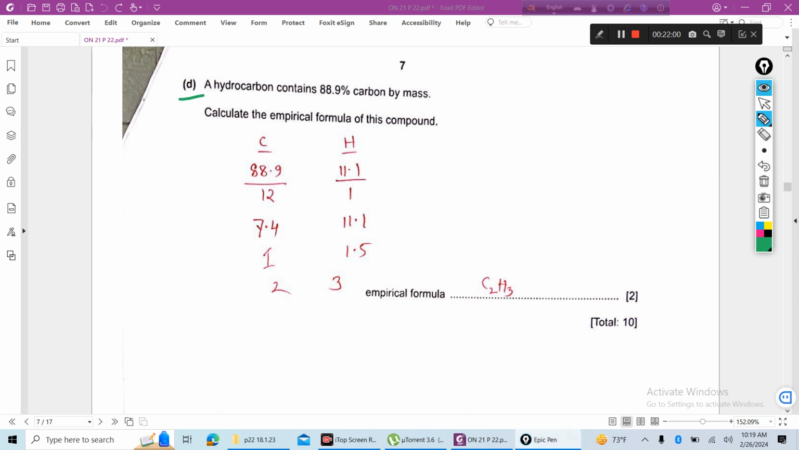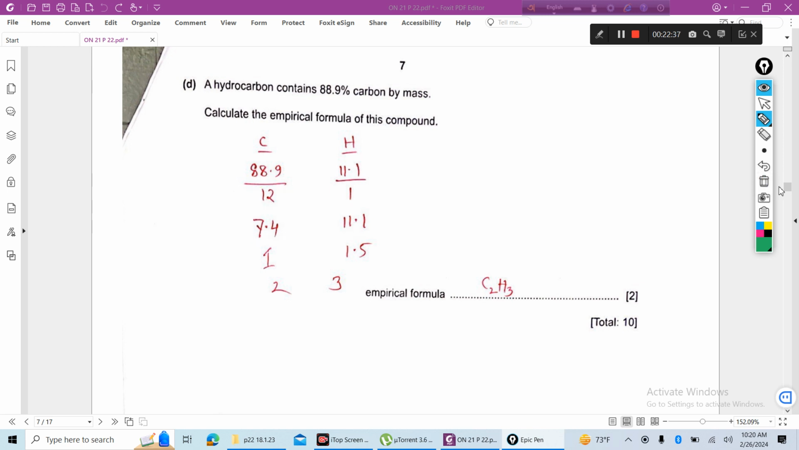Now, a hydrocarbon contains 88.9% carbon. Hydrocarbons are compounds containing carbon and hydrogen only. So carbon is 88.9, hydrogen will be 100 minus 88.9. This will be 11.1. Then divide by their relative atomic mass, carbon 12, hydrogen 1, you will get 7.4, 11.1.